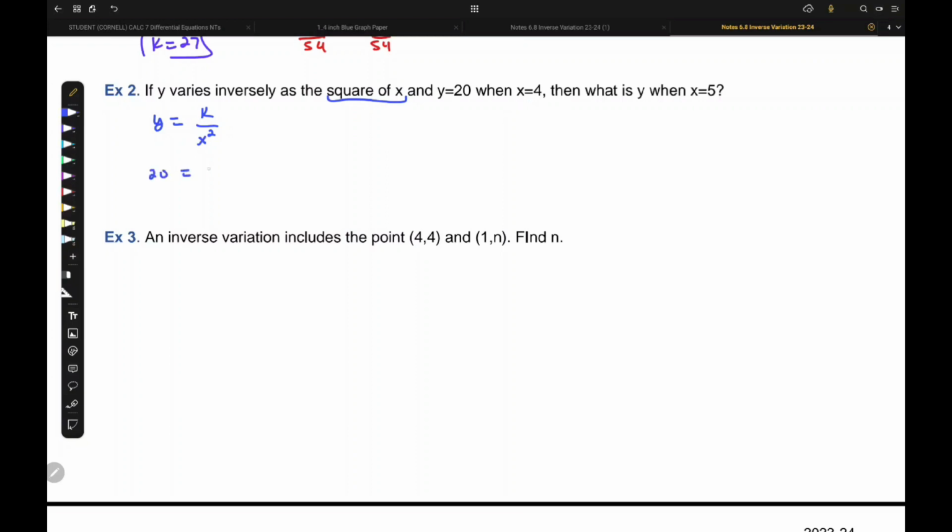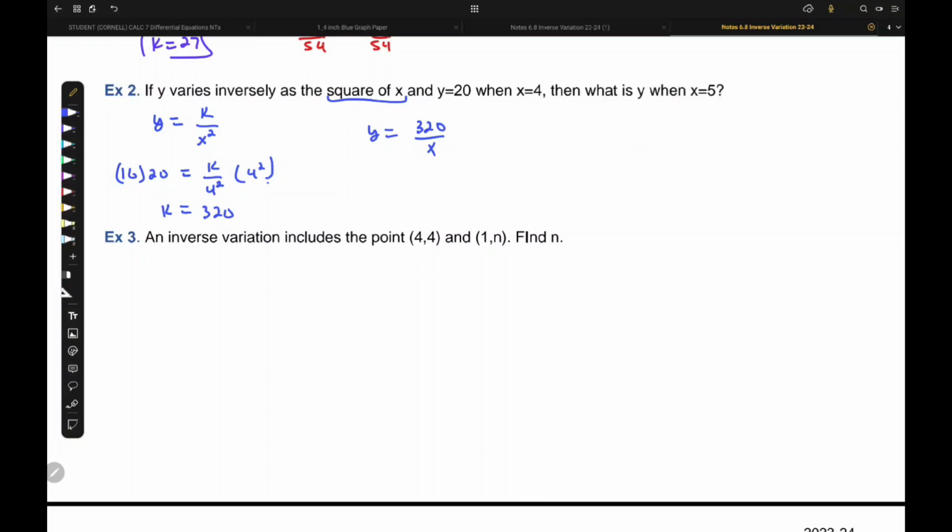So 20 equals k over, don't forget, this is 4 squared, right? And so we have to find our constant of proportionality. So I'm multiplying 20 by 4 squared, which is 16, 4 times 4 is 16. And so what we end up with is k is equal to 320. So what we have now is y equals 320 over x squared.